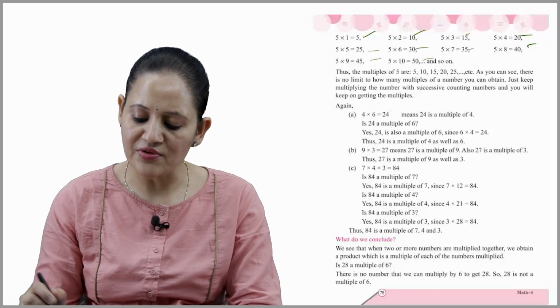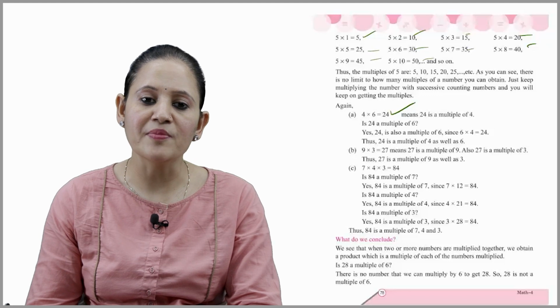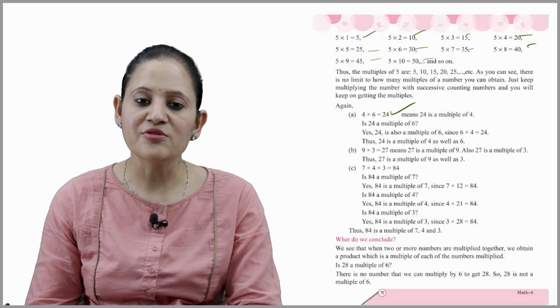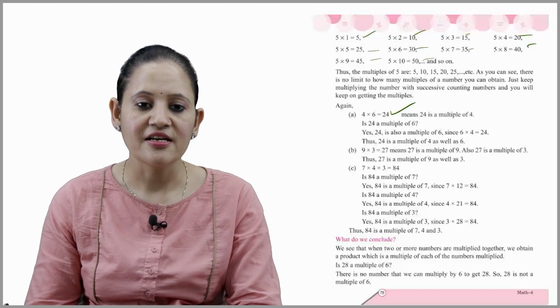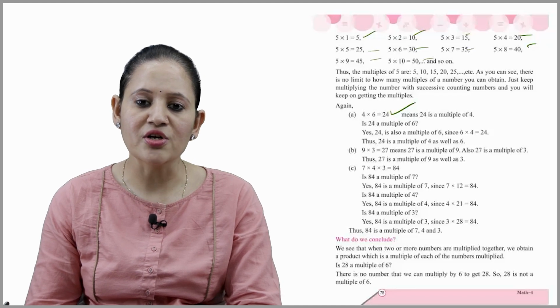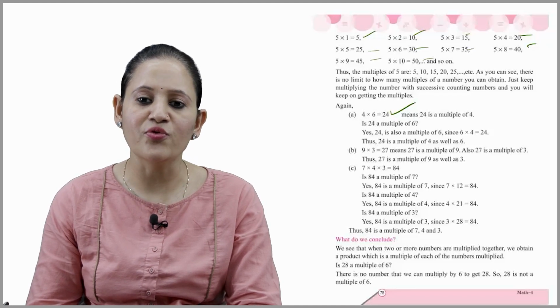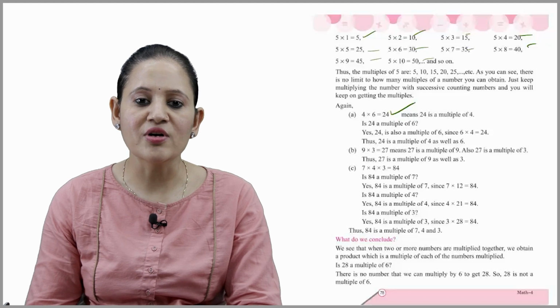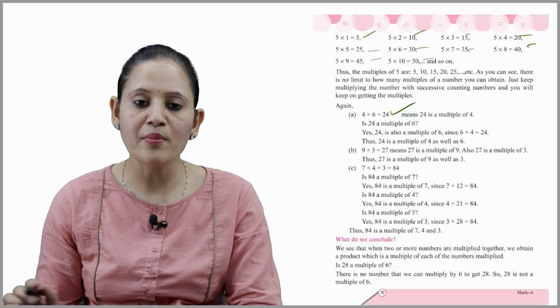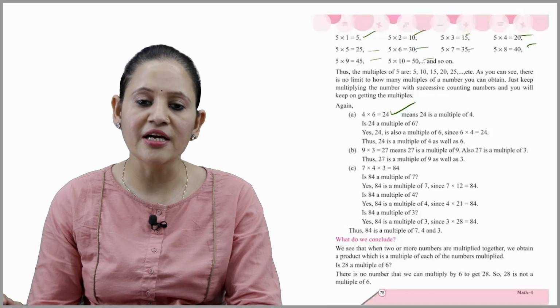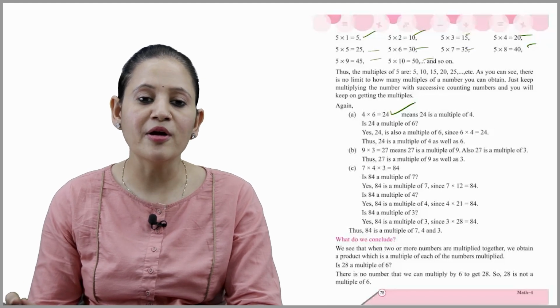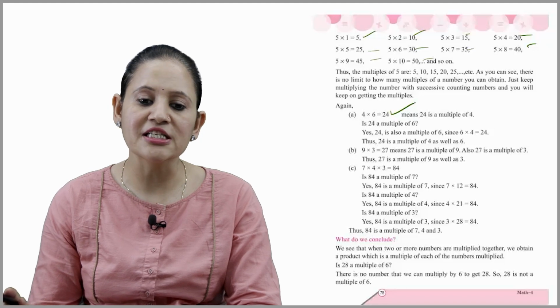Again, 4 into 6 that is 24. 4 into 6 क्या होता है? 24. That means 24 is a multiple of 4. Is 24 a multiple of 6? Yes, 24 is also a multiple of 6 since 6 into 4 is 24. Thus 24 is the multiple of 4 as well as 6. जिन दोनों नंबर को मल्टीप्लाई करके जो प्रोडक्ट आया है, so the product will be the multiple of both the numbers. Like here 4 and 6 दोनों का होगा.